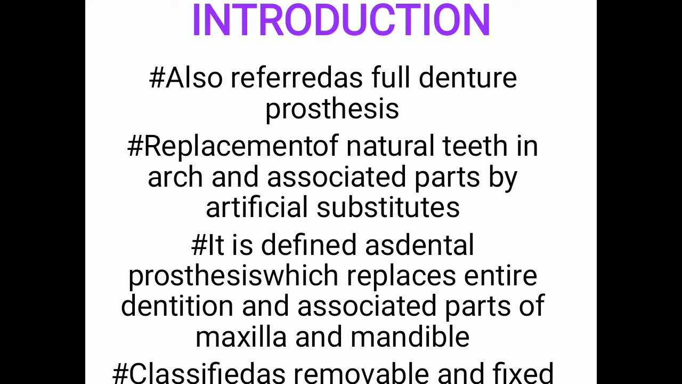First, what is meant by a complete denture? It is also referred to as a full denture prosthesis. It is a replacement of natural teeth in the arch and their associated parts by artificial substitutes like acrylic or porcelain. The main definition of complete denture is a dental prosthesis which replaces the entire dentition and associated parts of the maxilla and mandible. The complete denture is classified into two types, removable complete denture and fixed complete denture. Let's go into it.